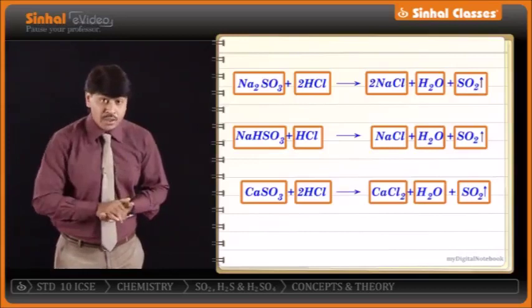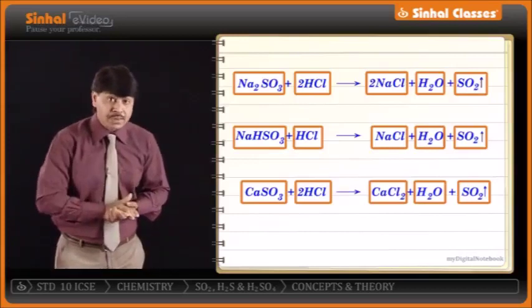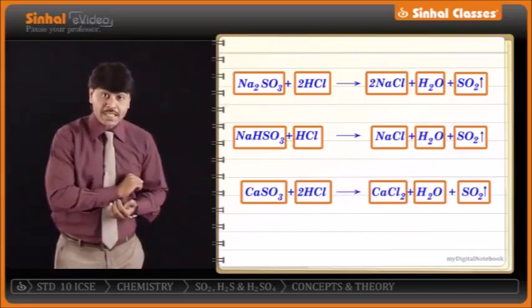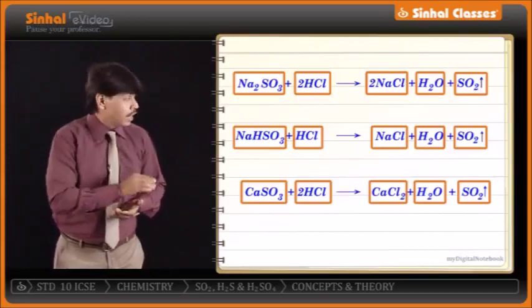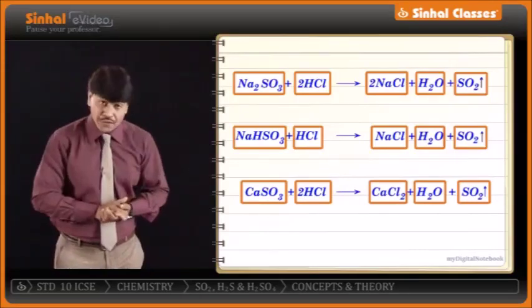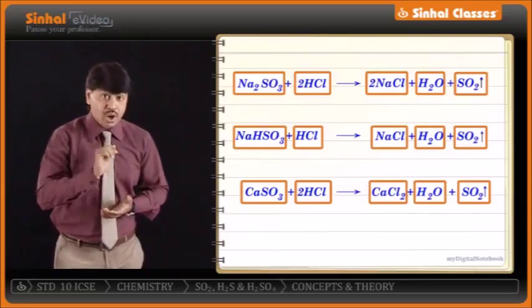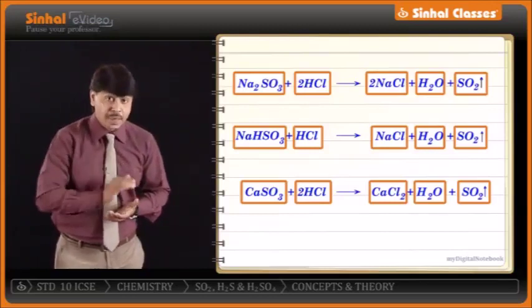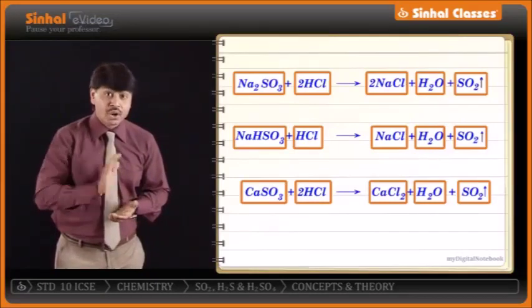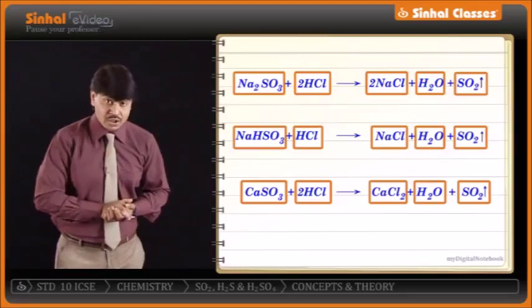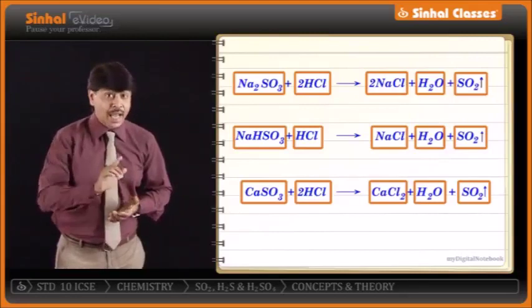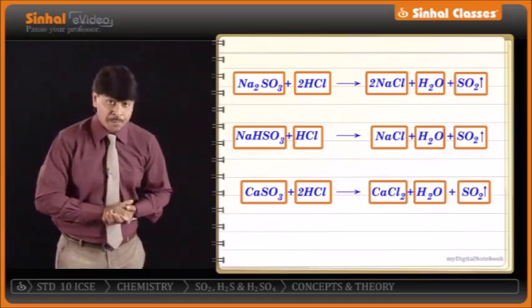But make a note, we cannot use calcium sulfite with sulfuric acid. Reason? It will form calcium sulfate, and this calcium sulfate, once formed, is not soluble and it will stop the reaction. It's a white precipitate which will not go further for any reaction. So we should select only HCl with calcium sulfite and not H2SO4.